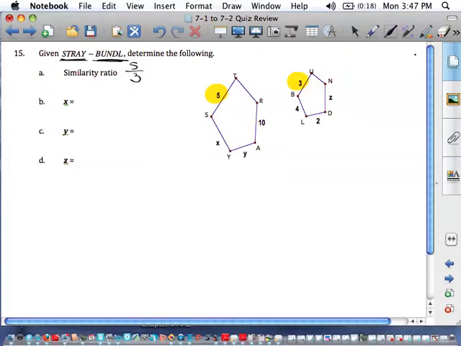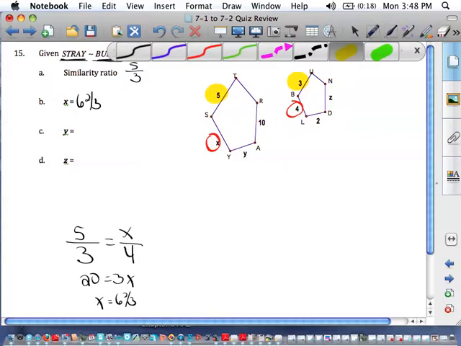So now we want to find x. Right here are the numbers we're going to use. So to find x, we're going to say 5 is to 3, or ST is to BU, as x is to 4, SY is to BL, because they are corresponding. Cross multiply, 20 equals 3x. So x is equal to 6 2/3.